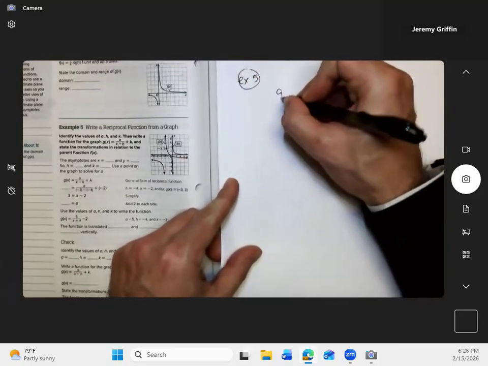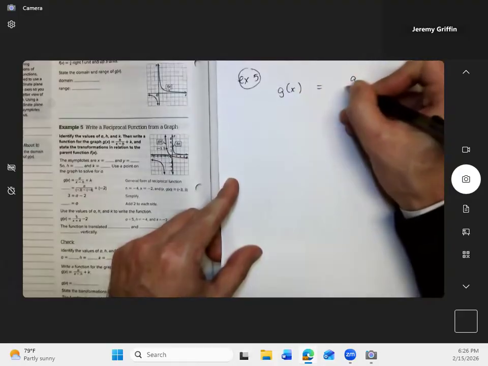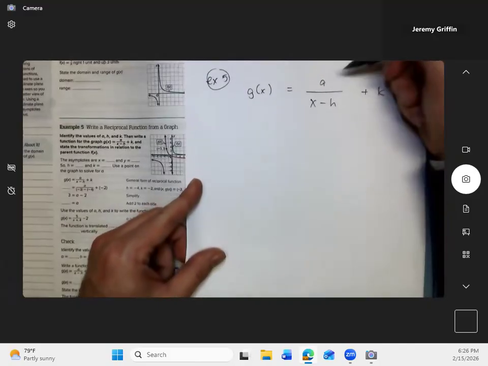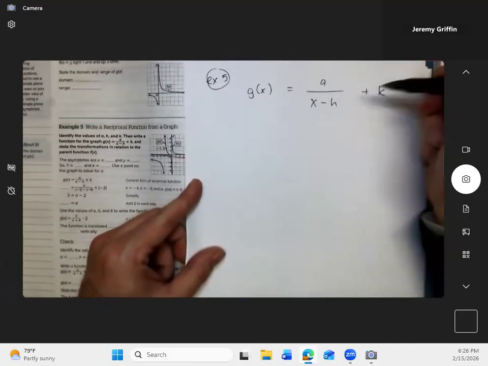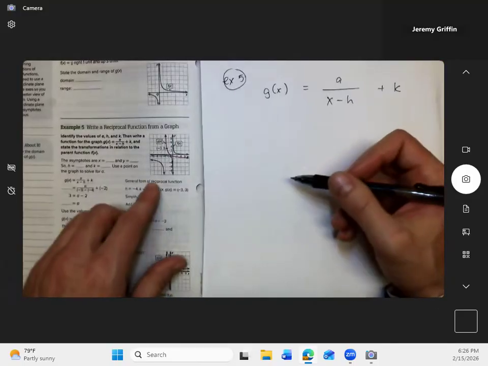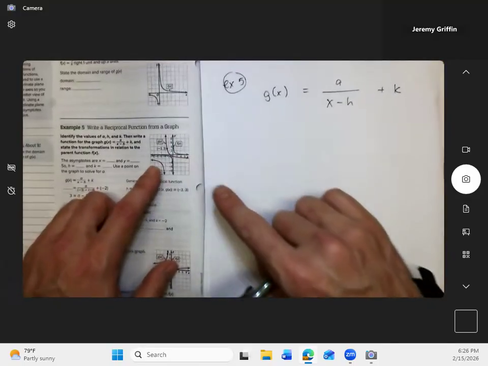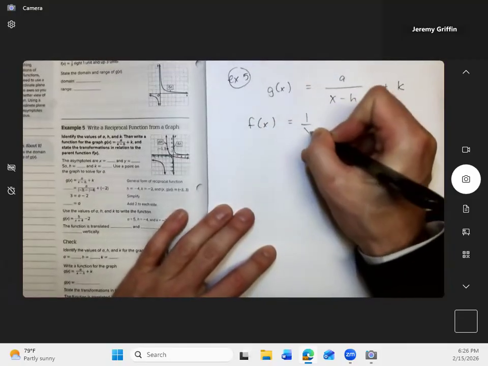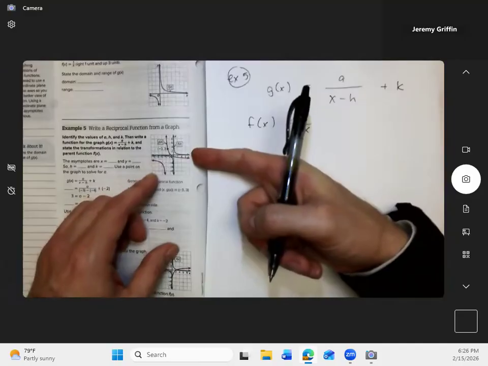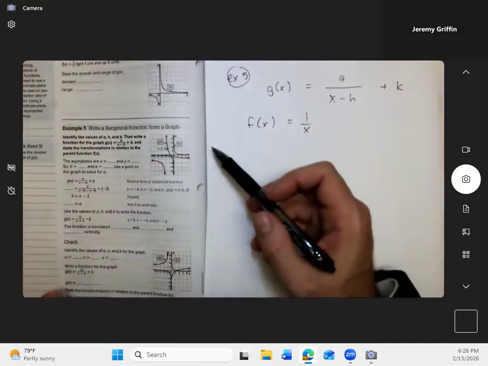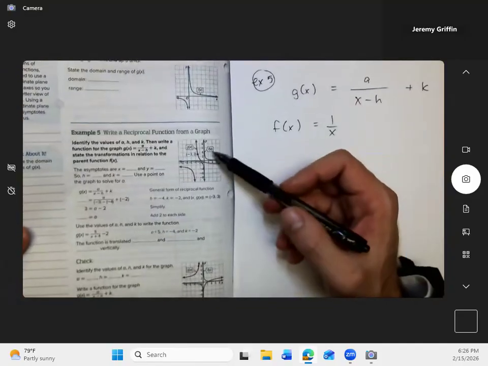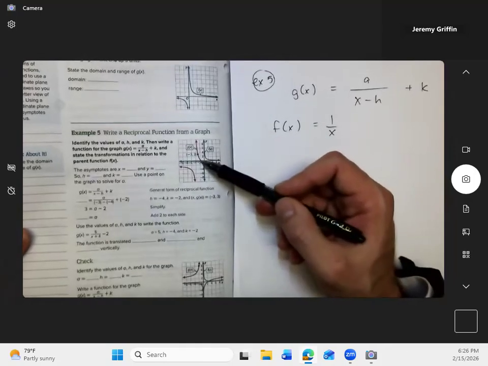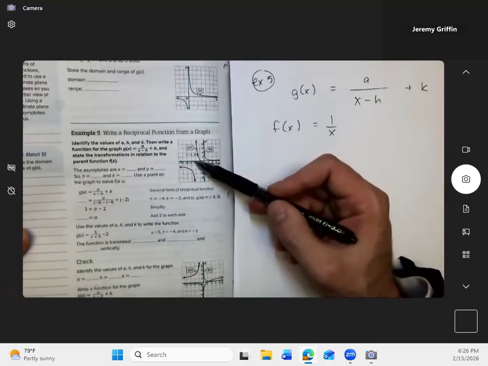Okay, so example 5. The model is g of x equals a over x minus h, and the whole thing plus k. Again, vertical stretch, horizontal shift, vertical shift. Got it all right here. Going from this red to this blue, it looks like my f of x is very simply 1 over x, so it's a parent function. Now g of x relative to that, let's check the asymptotes first. It looks like the vertical asymptote's been shifted to the left 4. You guys see the left 4?